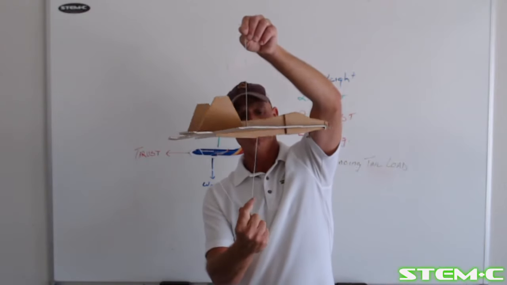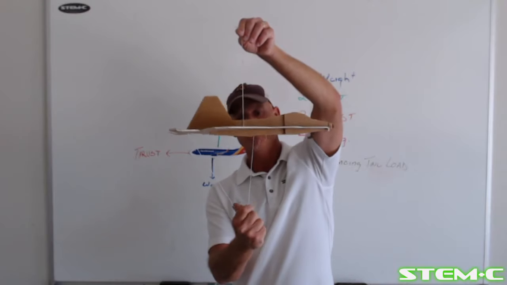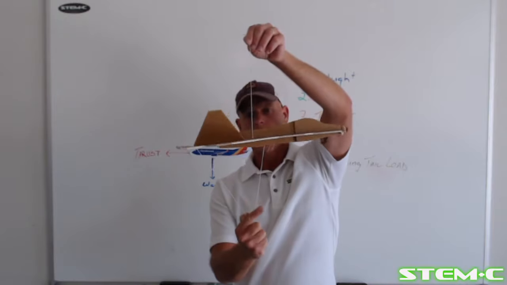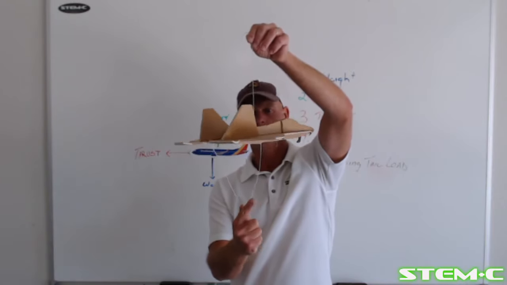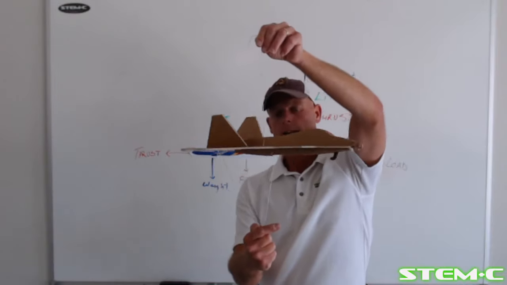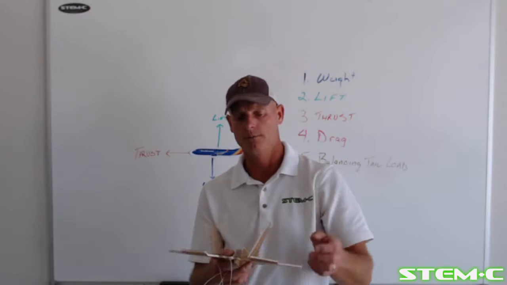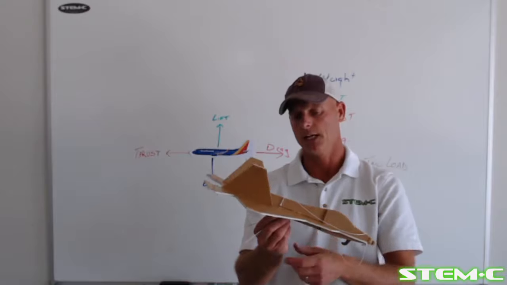So here, this string here is weight acting through center of gravity. This string at the tail, that's my balancing tail load. And you can see as I'm pulling it, I can change the direction of the nose. I can make the nose go up, I can make the nose go down. That's how the elevators on the back of the airplane work. Those control the nose pitching up, the nose pitching down.